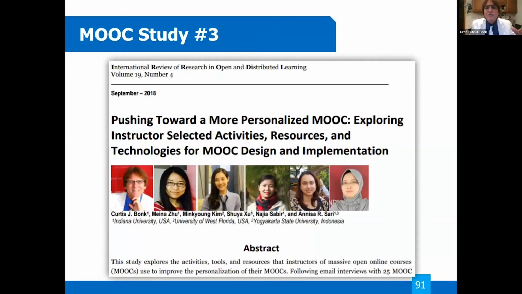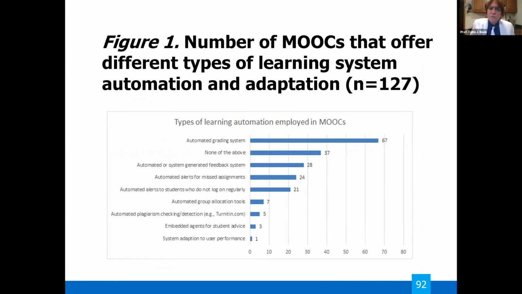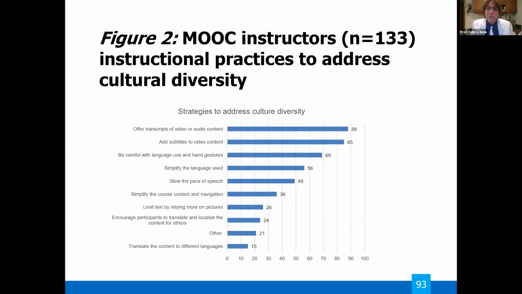I'll send Sanjay this study on personalizing learning that came out almost a year and a half ago, September 2018, with Mena and others, Anissa Sari from Indonesia, and others on my team there. And we asked them about adaptive learning and about AI, and we found out AI is not happening in MOOCs. Automated kinds of tools are not there. Embedded agents and embedded counselors and automated alerts, they're not there. What's there is automated grading. So how do they personalize learning?